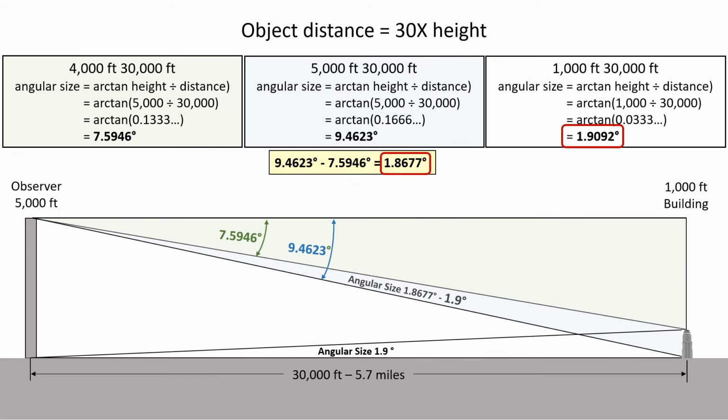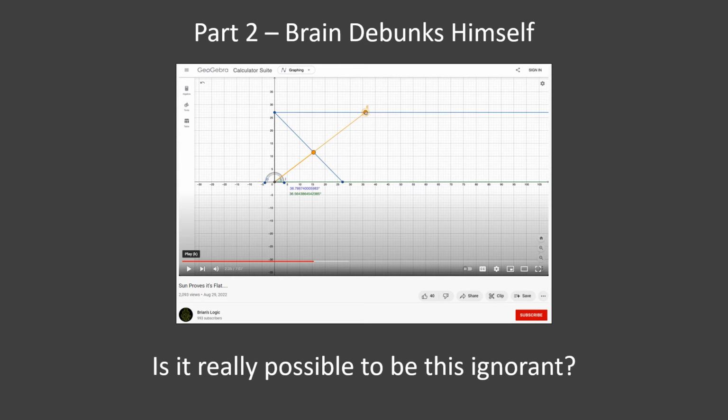I also want to show that the observer height is really not going to have much of an effect on these angular size calculations over long distances. So here I've changed the observer height to 5,000 feet, and again this is only 5.7 miles away. Now you can see that there's starting to be a greater difference in the angular size calculation, but both of these round out to 1.9 degrees. This will be part 2, and the answer is yes.